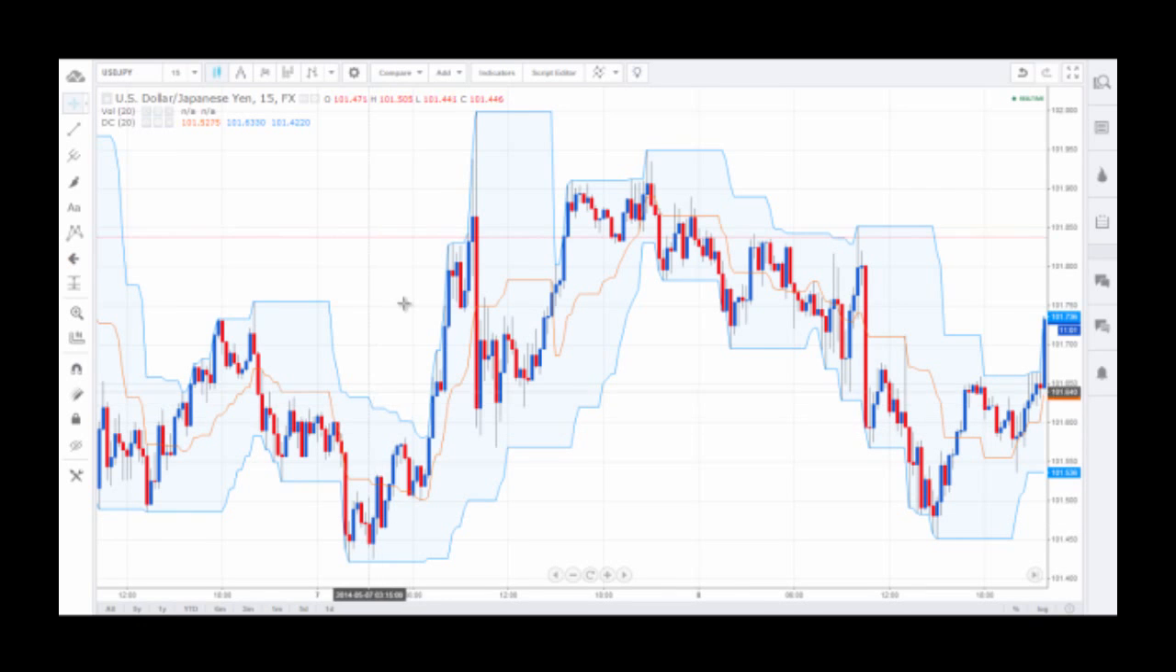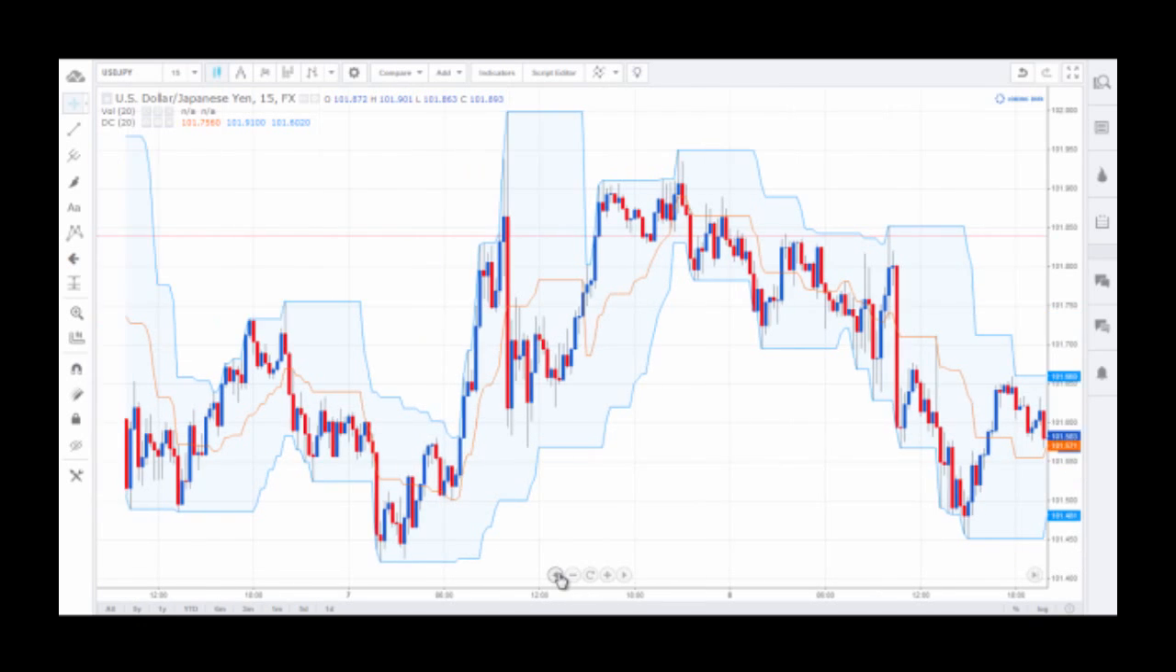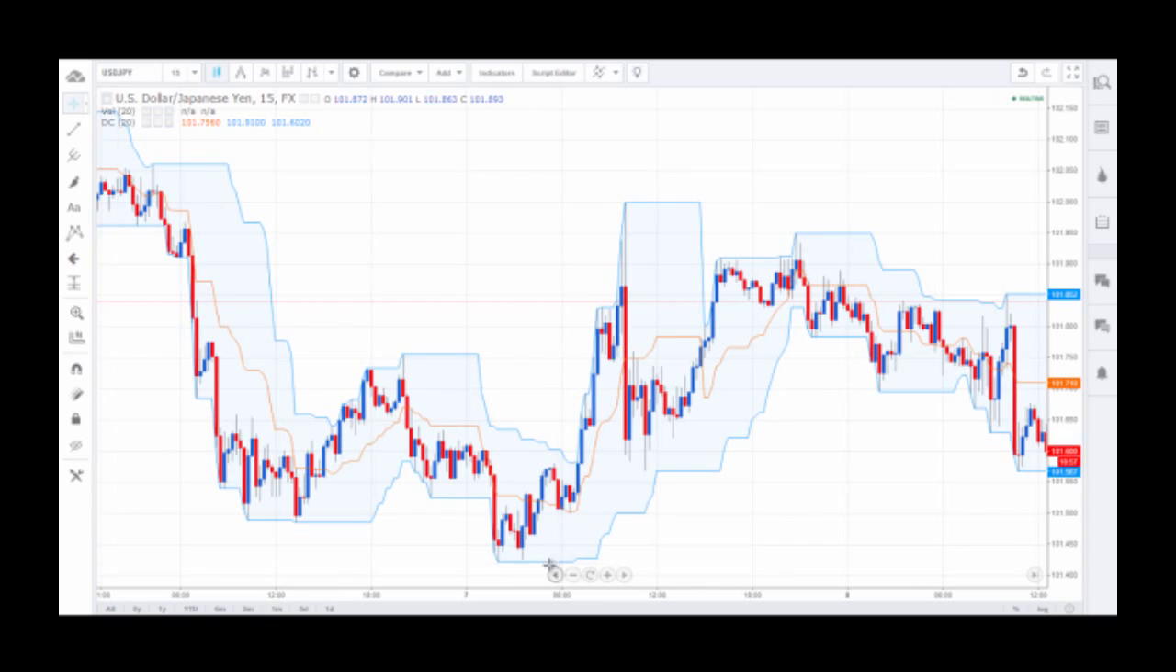In this case, we didn't have one. And in uptrends, we will look for corrections to below the middle line and bullish patterns to give us a signal to buy calls.